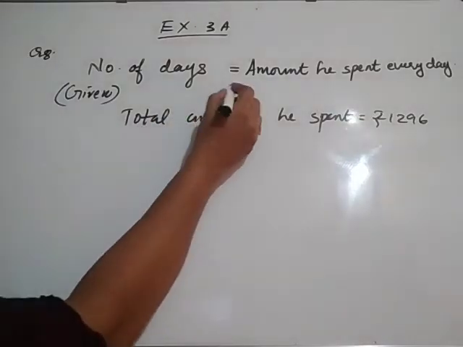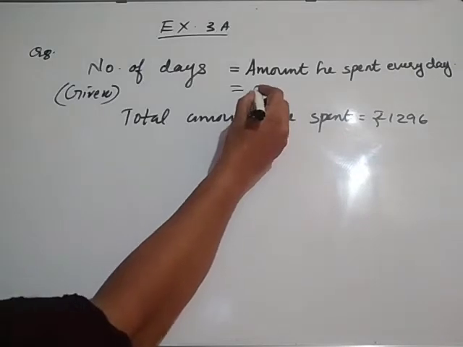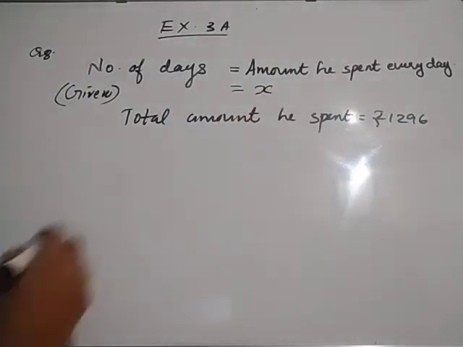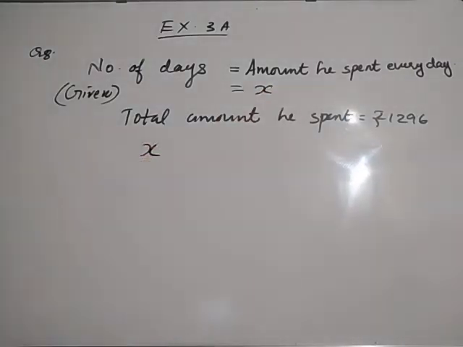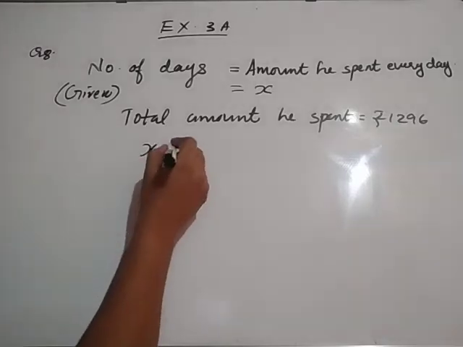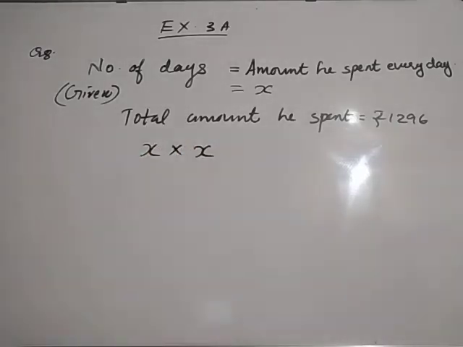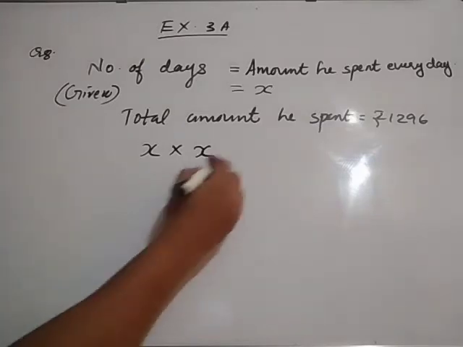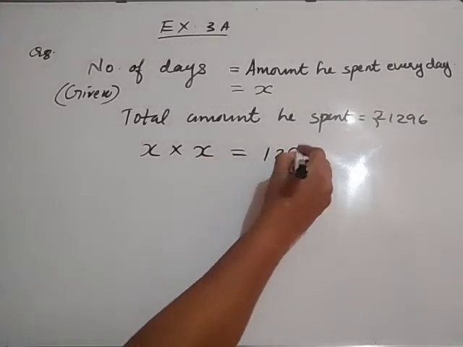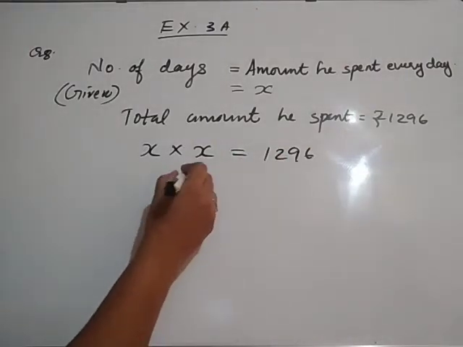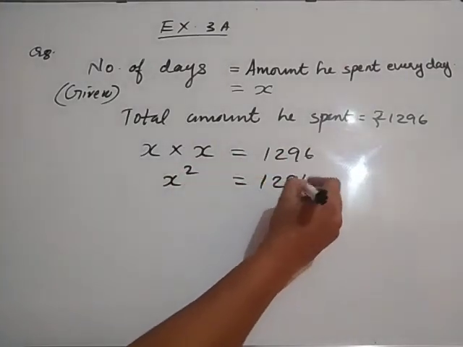Here we can take the number of days, equal to the amount he spent every day, equal X. Now, how can we find the total amount? Yes, X into X. Each day he spent X rupees and the total days X. So, X into X gives 1296. That is, square of X is 1296.